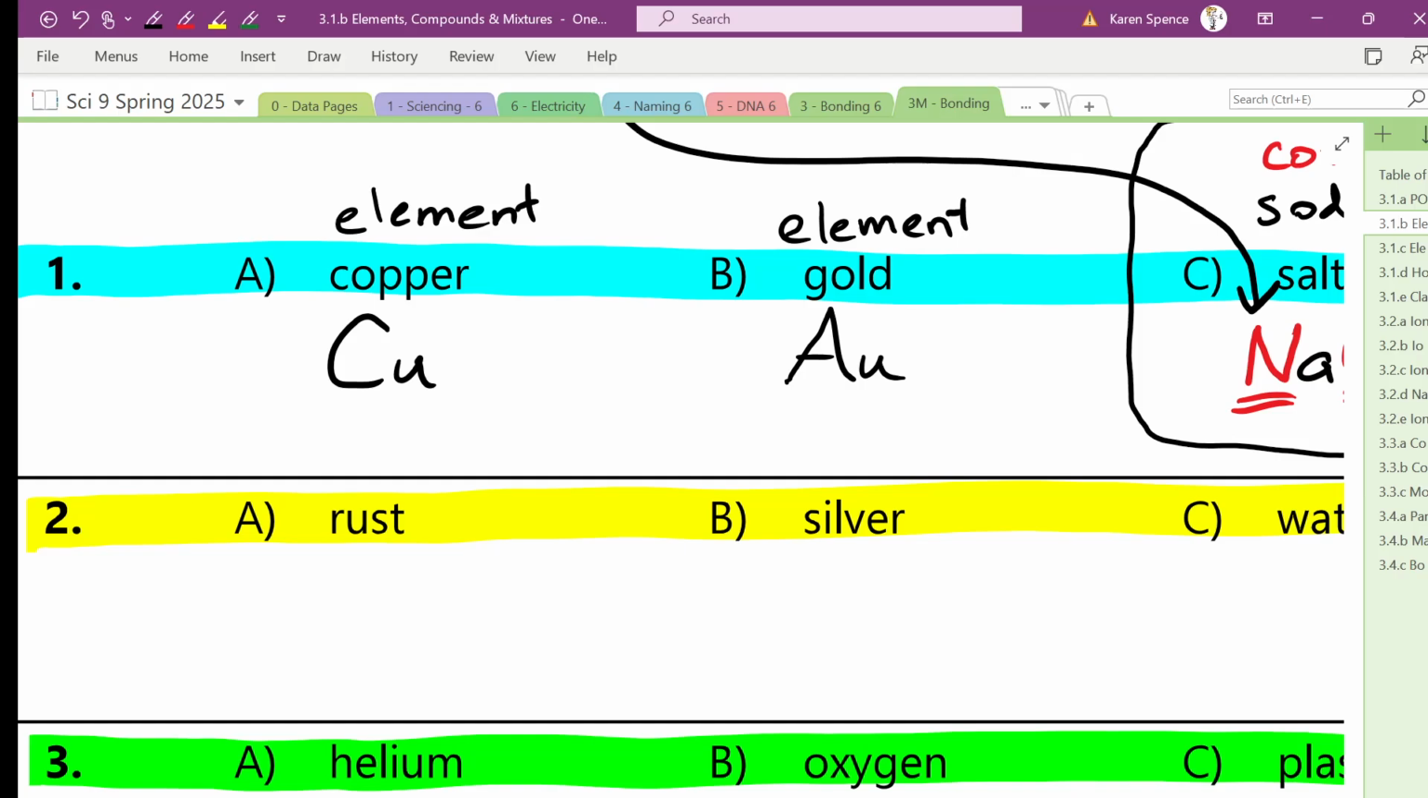Oxygen. So rust is actually Fe2O3. And we'll talk about what those little numbers mean a little bit later on, okay? But it's Fe2O3, and that's iron oxide. Is that an element or a compound? That's a compound. How do you know it's a compound?